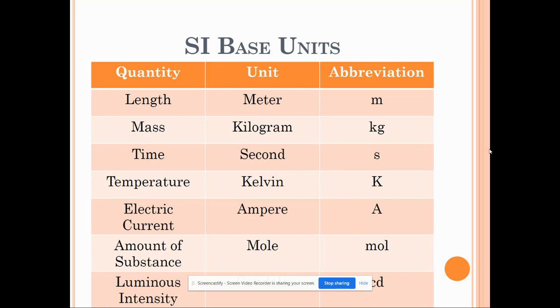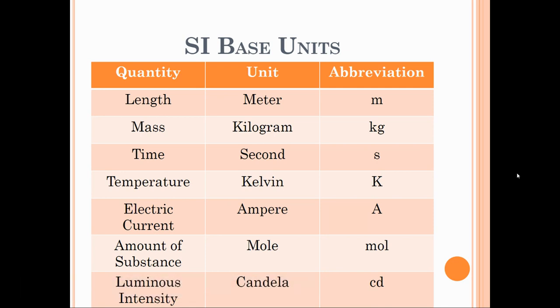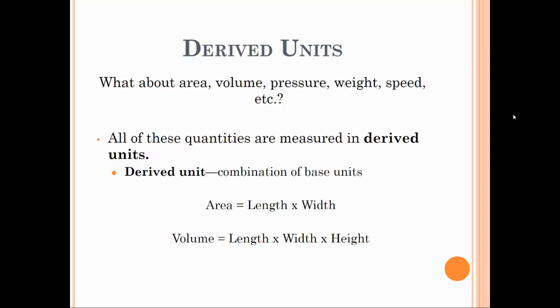Temperature is Kelvin. Electric current is an ampere. Amount of a substance is a mole. And the luminous intensity is a candela. All right, so we will focus mainly on the top two. We will do some liter stuff as well, maybe a little with seconds, and maybe a little with temperature as we move through the course.